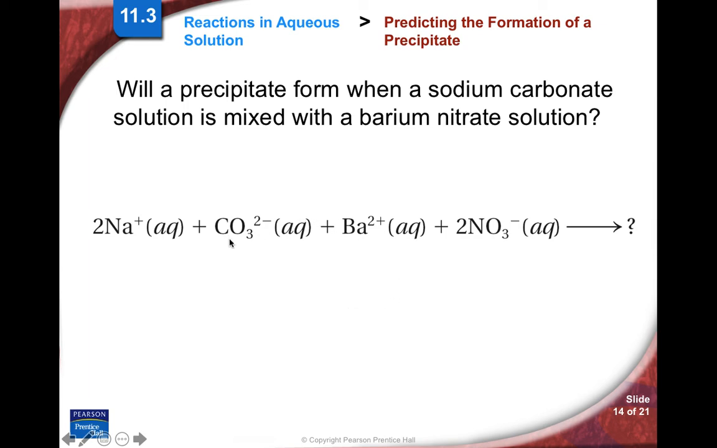And I guess I should have had on here the net ionic equation. So you'd have Ba2+ aqueous plus CO3 2- aqueous produces 1 BaCO3 (s) or (ppt) in parentheses for precipitate. That would give us our net ionic equation. Sodium and nitrate are the spectator ions.